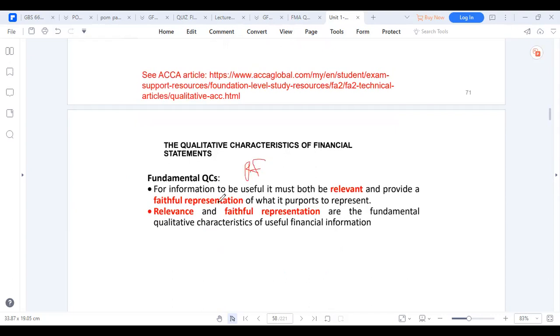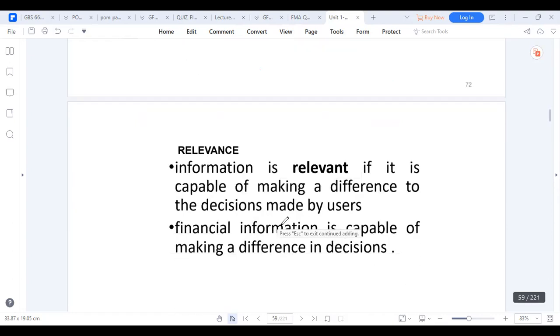Relevance and faithful representation. So information must be relevant and also provide a faithful representation of what is purported to be presented. So this is on the assumption that whatever is presented in your statement should be a faithful representation of where the business currently stands. So relevance is that whenever we're producing information, it must make a difference to the users of financial account information. It must be relevant to them.